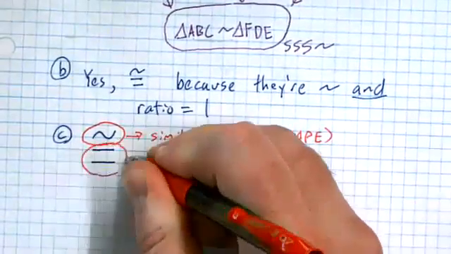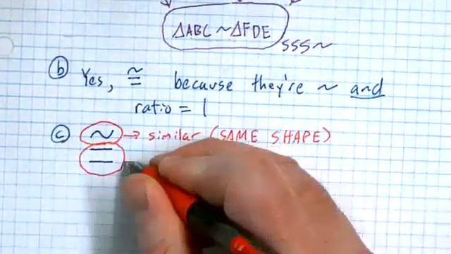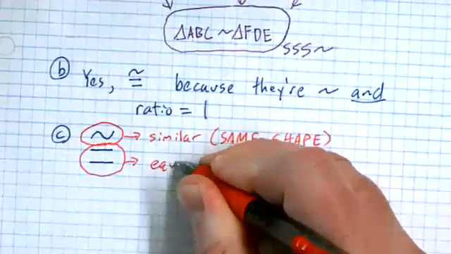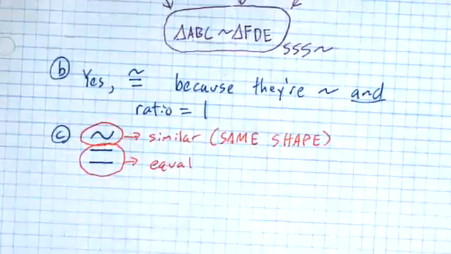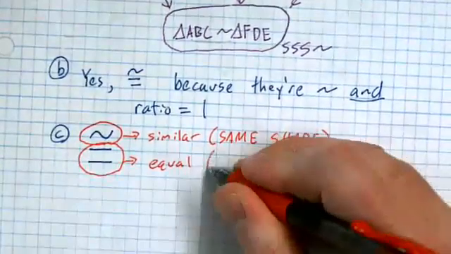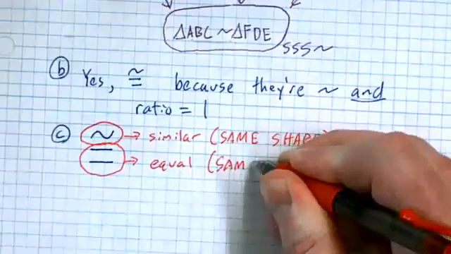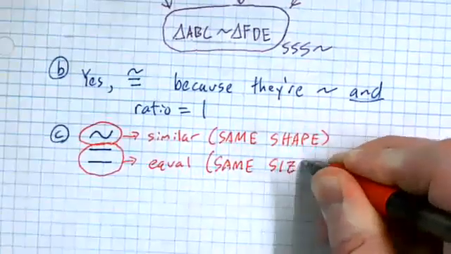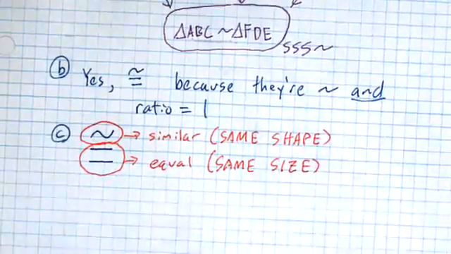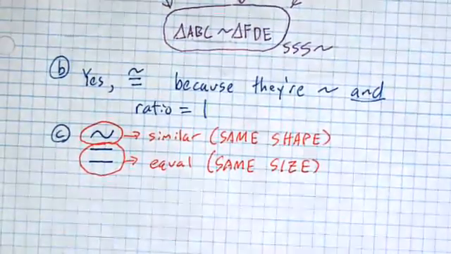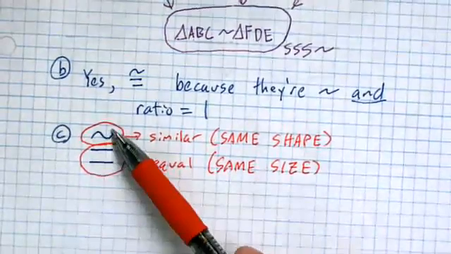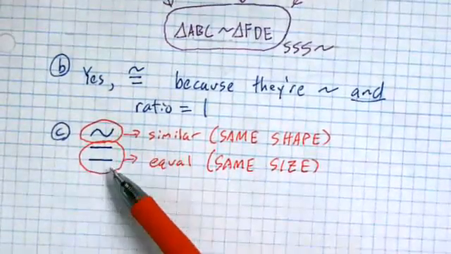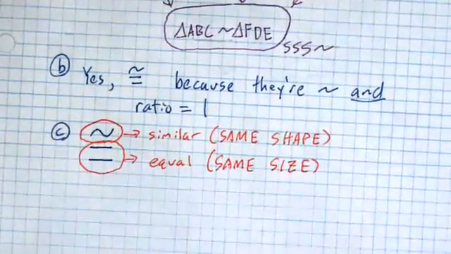And this is the symbol for equals, which in the case of these figures means same size. And that is the definition of congruent. So it's kind of convenient that the definition is baked right into that symbol. If you ever can't remember what congruent means, just look at the symbol. The squiggle means similar, same shape. The equals means they're the same size. Those are the two requirements for congruence.